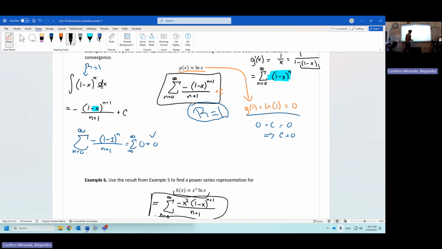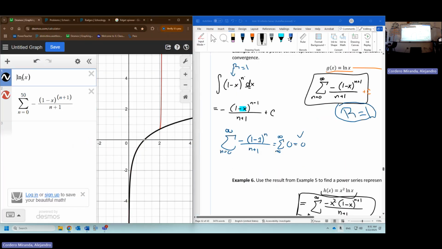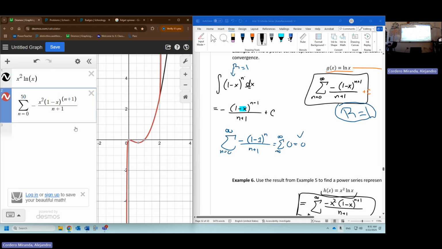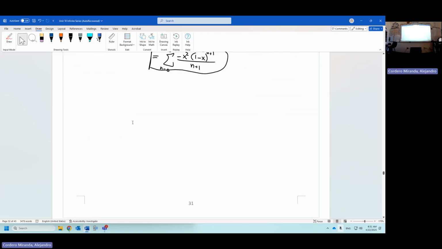I like just checking on Desmos because I like seeing them match up. So here's us looking at Desmos. Let's make this now x squared times natural log of whatever. Let me multiply this by x squared, and it matches on the same range. Nice, y'all.